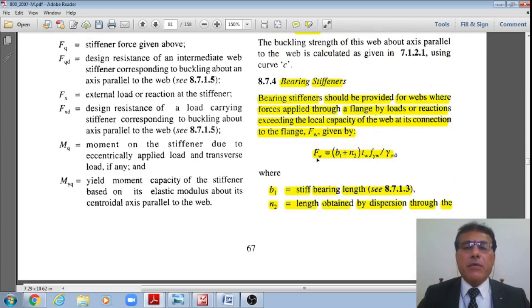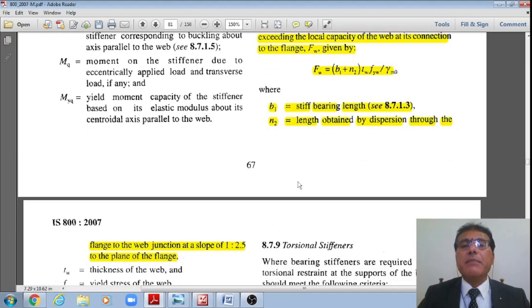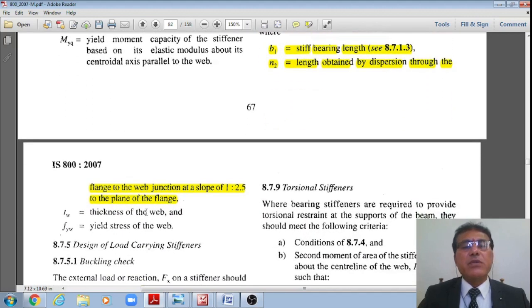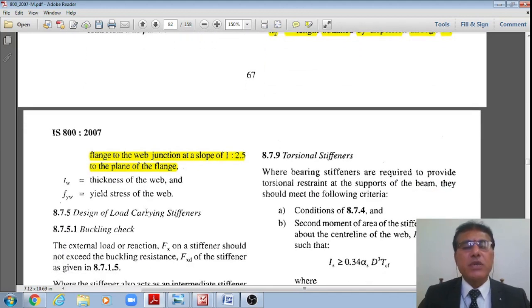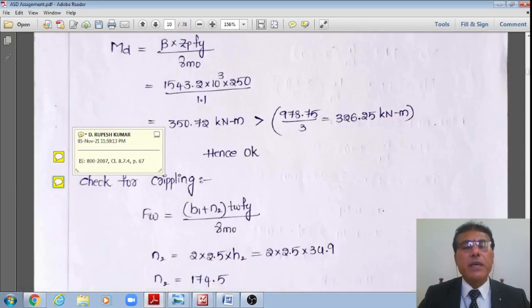The bearing strength of the web, Fw, is equal to (B1 plus N2) multiplied by the thickness of the web, multiplied by Fyw divided by gamma m0, where B1 is the stiff bearing length and N2 is the length obtained by dispersion through the flange to the web at the junction at a slope of 1 in 2.5, just now shown in the schematic, to the plane of the flange. Tw is the thickness of the web and Fyw is the yield stress of the web. Using this, now let me calculate the numeric value.